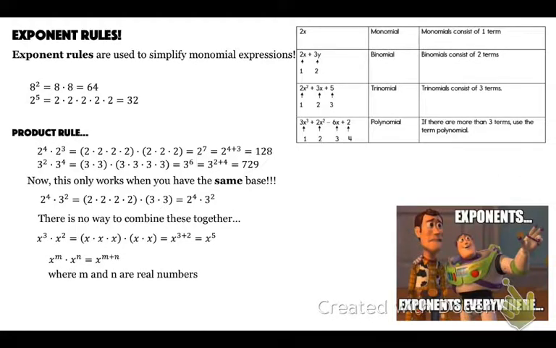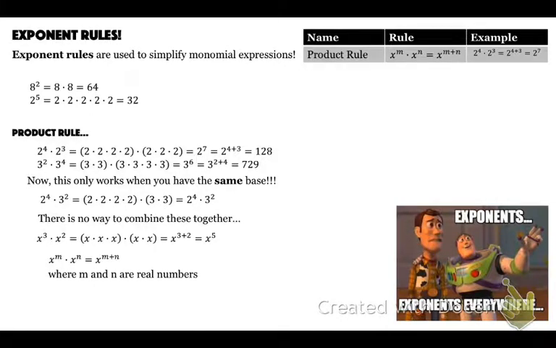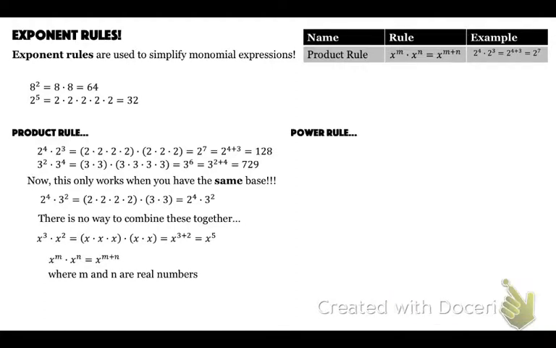Kind of cool. Where m and n are real numbers. Okay, so there is the product rule. And I would make a little chart like this to write these down so that when you're going through your notebook or whatever, it's like, oh yeah, I need to remember this. Whatever you need to do that, do it.